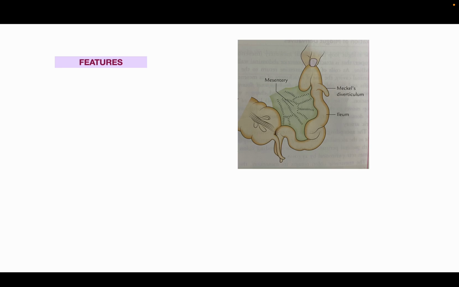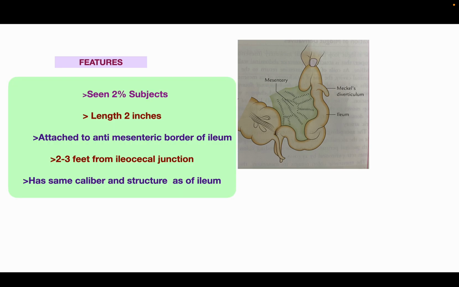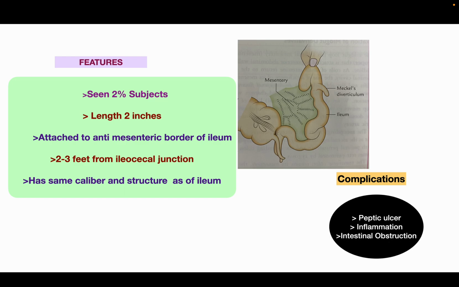Now what are the different features of this? So the rule of 2: seen in 2% of subjects, length is 2 inches, it is 2 to 3 feet from the ileocecal junction. This diverticulum is attached to the anti-mesenteric border of the ileum and it has the same caliber and structure as the ileum. Now, the mesentery is attached to the ileum, so opposite to that is the anti-mesenteric border of the ileum. So the rule of 2 applies to it: it is 2 to 3 feet from the ileocecal junction, seen in 2% of subjects and length is about 2 inches. So this is Meckel's diverticulum. It can lead to the following complications, that is peptic ulceration, inflammation and intestinal obstruction.